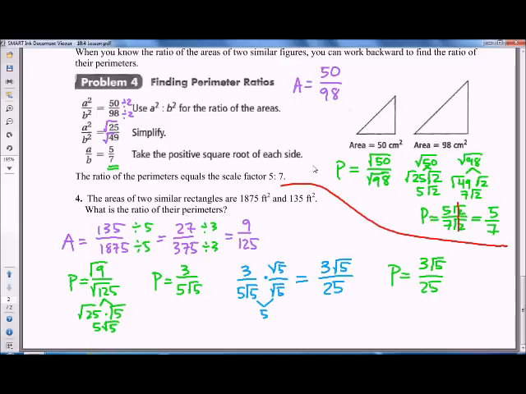Now, we don't always like to have a radical in the denominator. For a ratio, it's not as bad. But we can rationalize that, and we get 3 square root 5 over 25. And we can write our ratio this way.